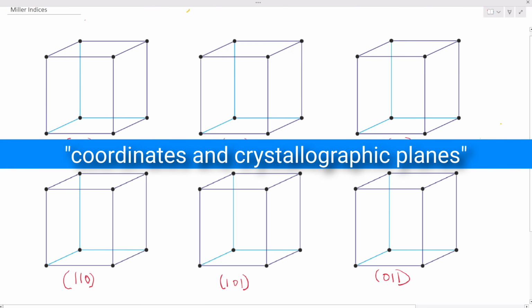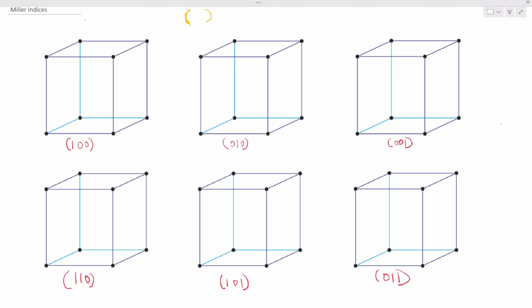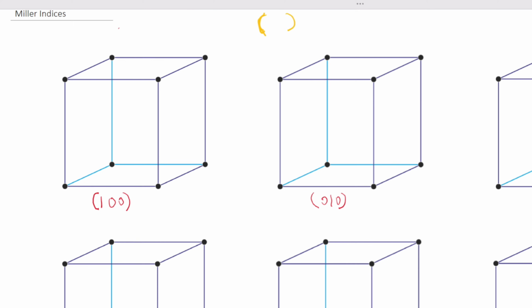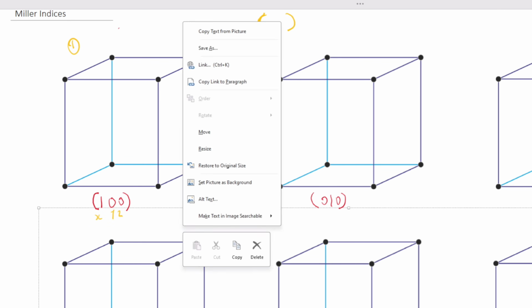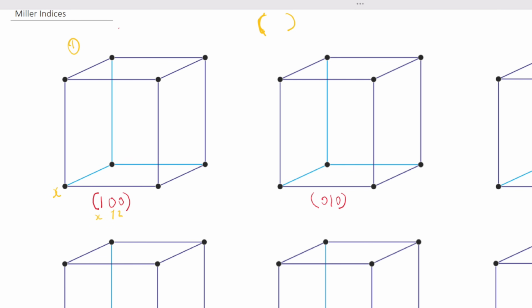Remember I told you in our last video that when you see a bracket looking this way, it means plane. So in this video we'll be dealing with planes. As you can see in this first cube, number 1, we have our x, y, and z: this is our x, this is our y, and this is our z. Here, this is the Miller indices.